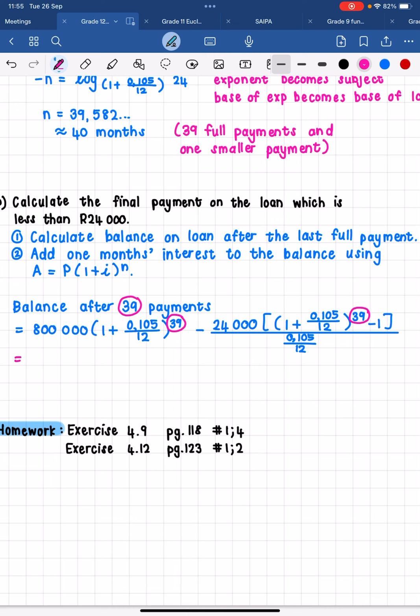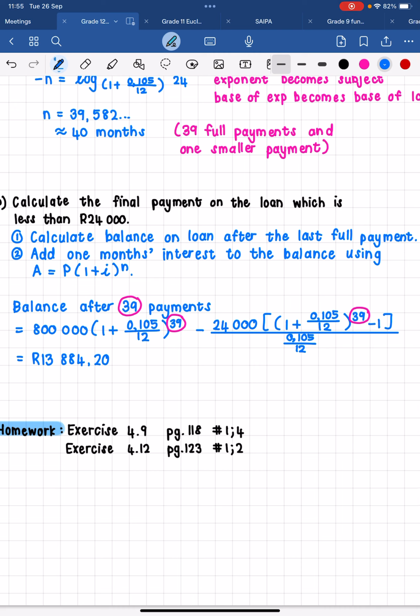Okay, I am getting a balance of 13,884, comma, it's 199, so let's say comma 20. But I'm going to keep the unrounded value in my calculator. So that is, guys, when the 39th payment has been made, this is what we owe on that loan. But because we don't make the final payment immediately, we're going to pay the final amount only in a month's time. We must still add a month's interest to this.